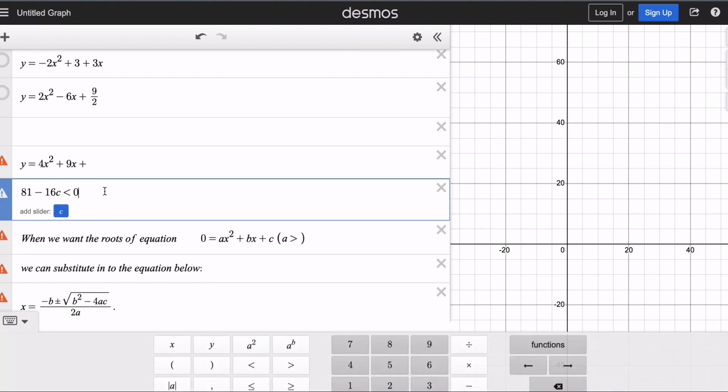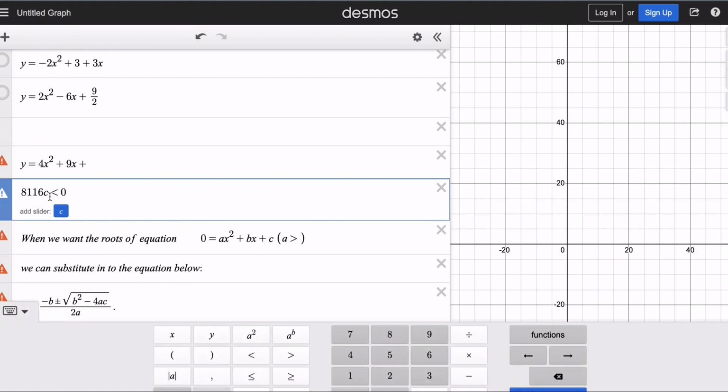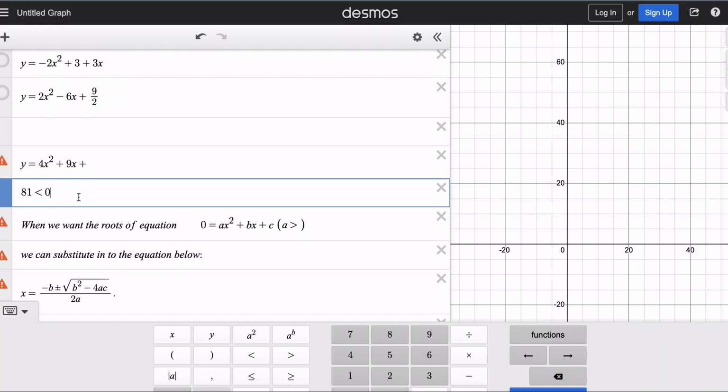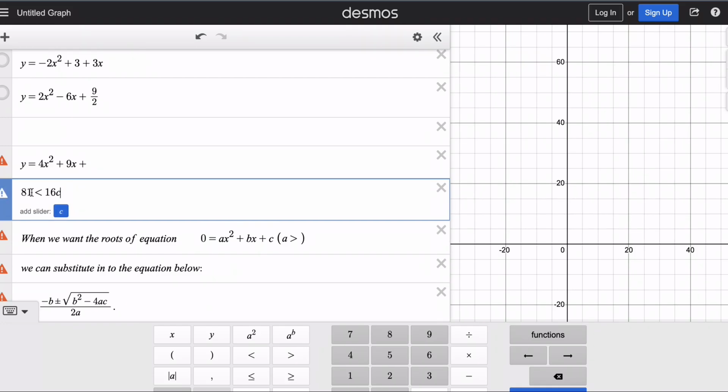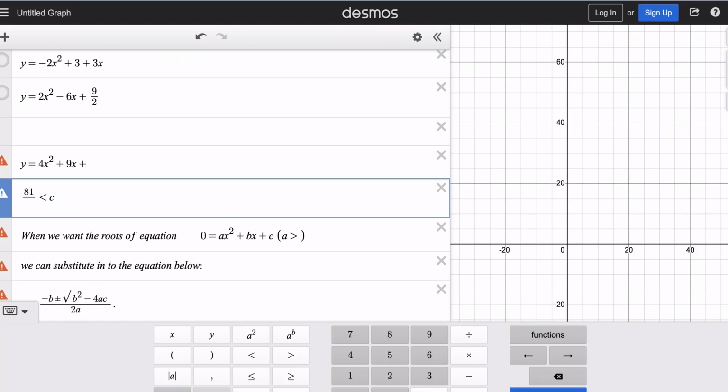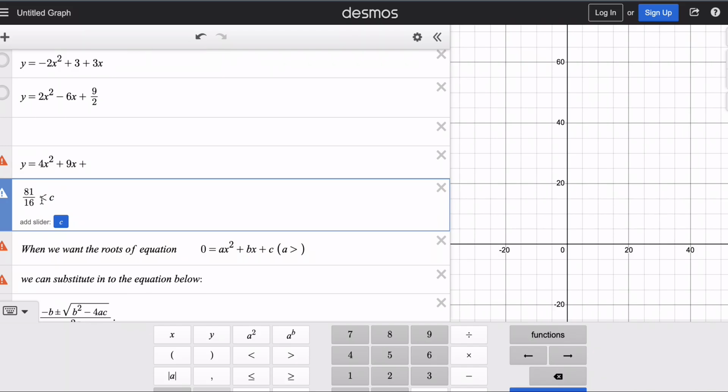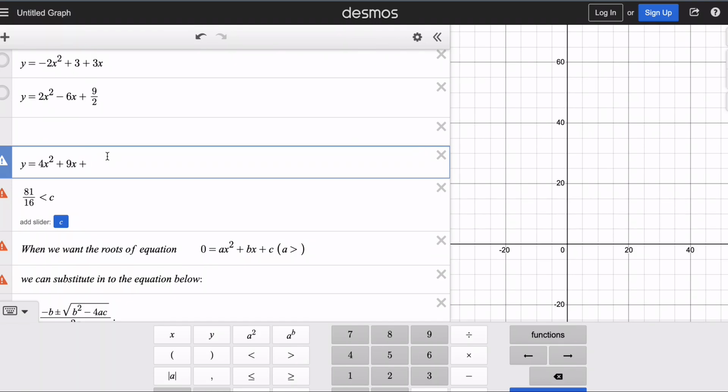So we can just move the 16c to the other side. Therefore 16c must be bigger than 81, so c must be bigger than 81 over 16. How much is that about? It's 5 point something. So if I put a 6 here, because 6 is bigger than 5, right?